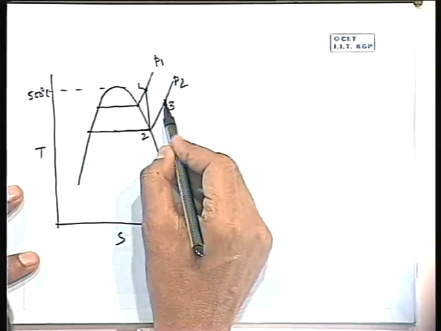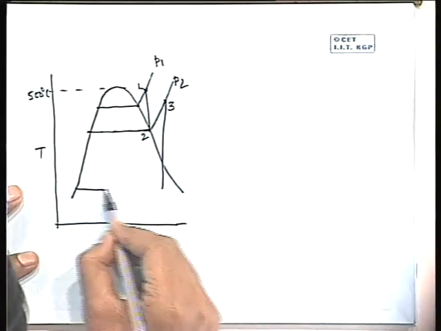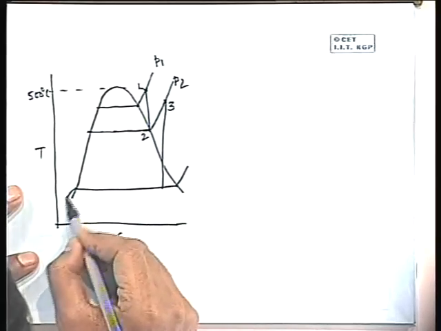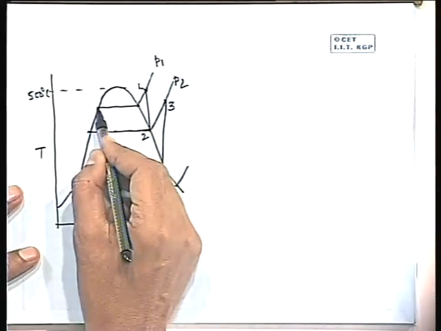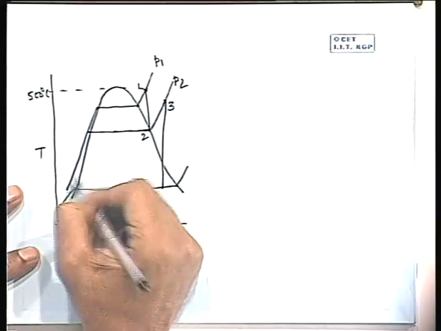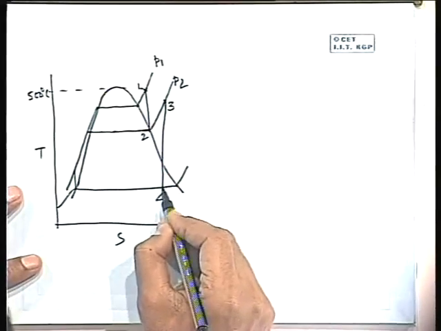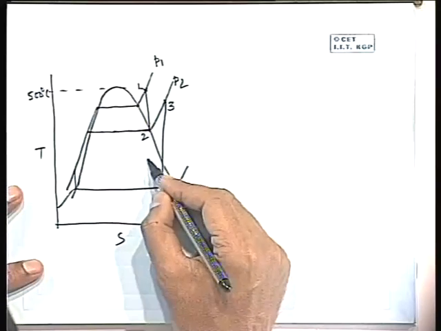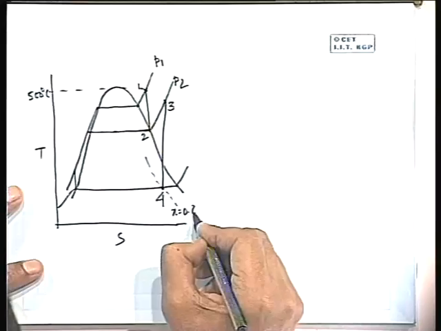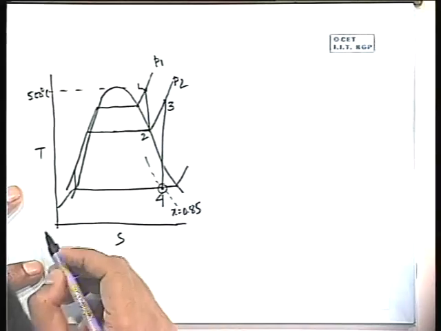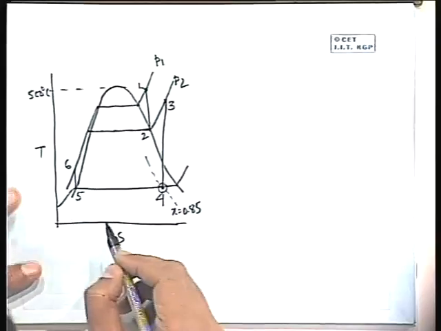Then it is expanded down to the condenser pressure. This is the condenser pressure. Simple problem, condenser pressure, so this part remains the same. This is the pressure line, the boiler pressure P1 line. So this is 4, and this 4 is such that it passes through x equal to 0.85. That means this point is fixed. So let this be 4, then this is 5, then this is 6.